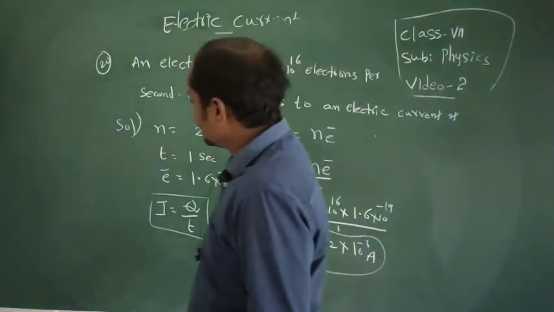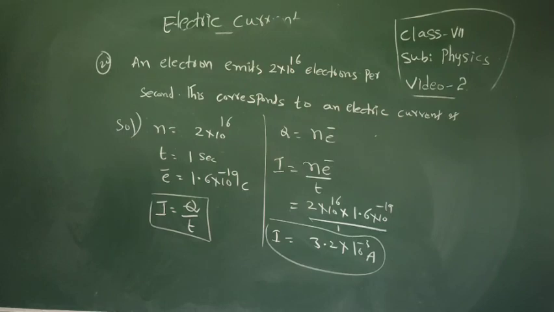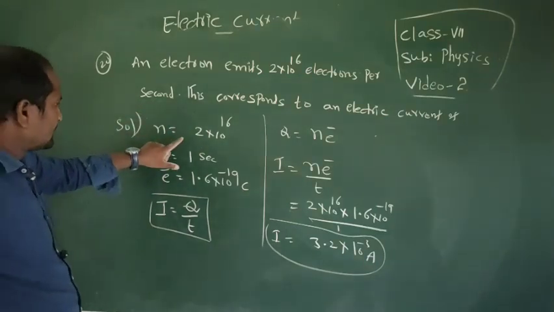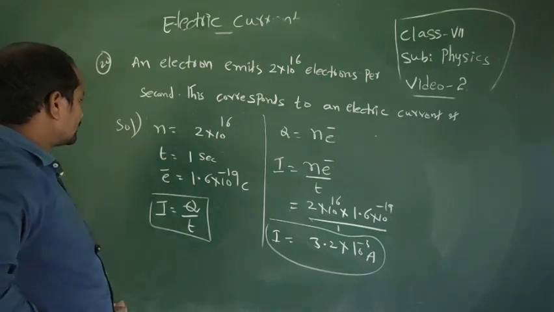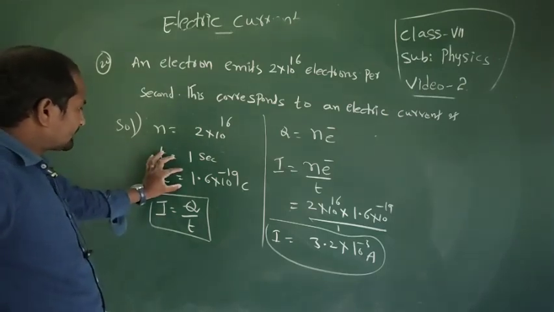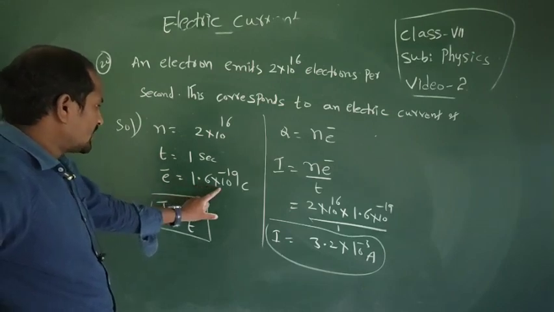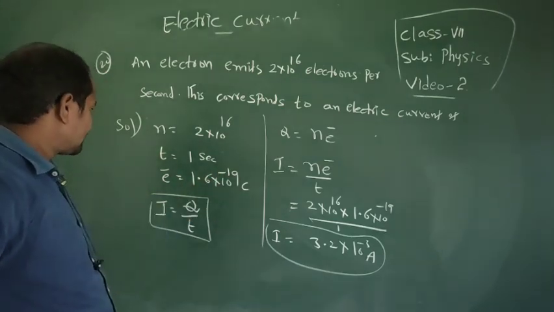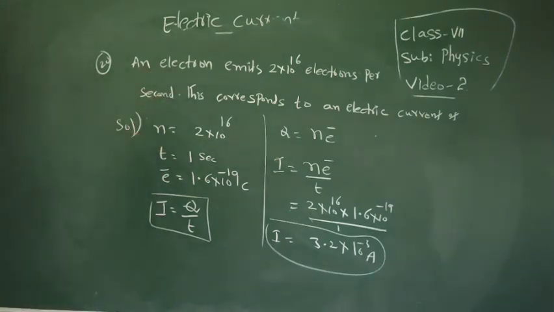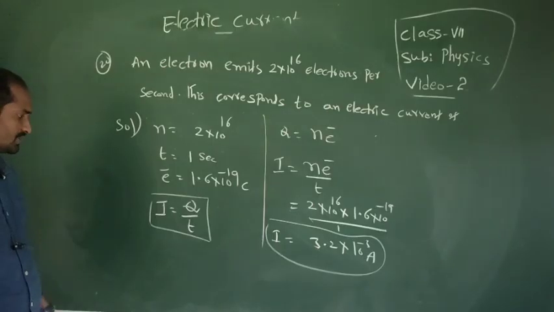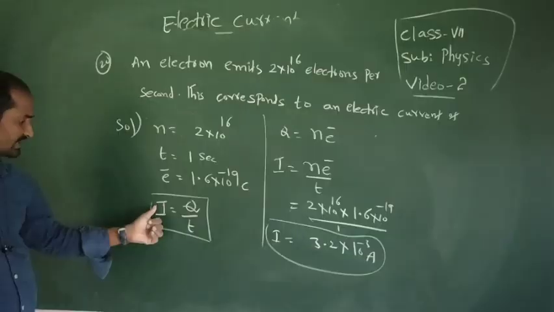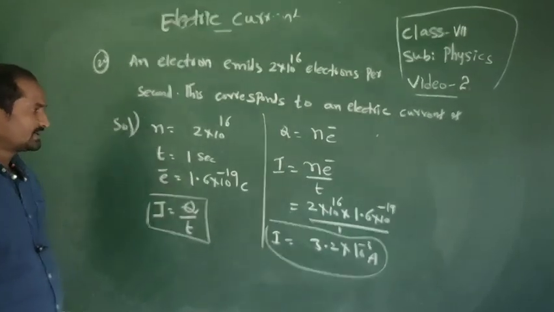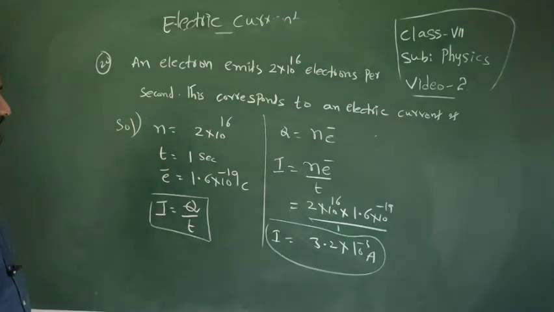Listen once again. Here the number of electrons is given, N equal to 2 into 10 power 16. Next T is given, equal to 1 second. Charge of 1 electron equals 1.6 into 10 power minus 19 C. So our aim, from this data, is to find the electric current I. The amount of charge passing through the conductor per unit time is called electric current. So I equal to Q by T. But here the number of electrons is given.